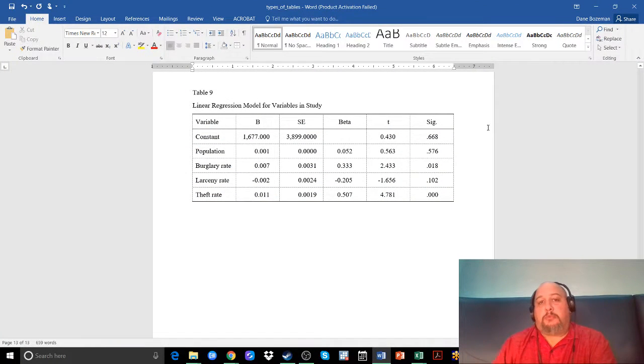But if we ask the question, what are they for? Well, what they're for is to show the relationship of independent variables as they influence the dependent variable. That's what these tables are. They are for basically describing that relationship.